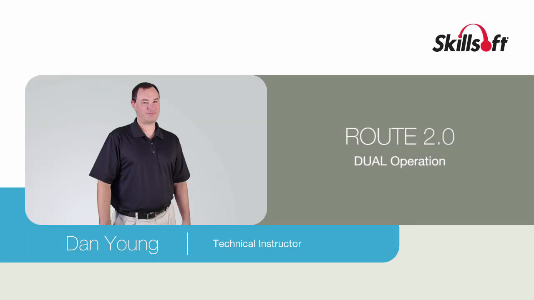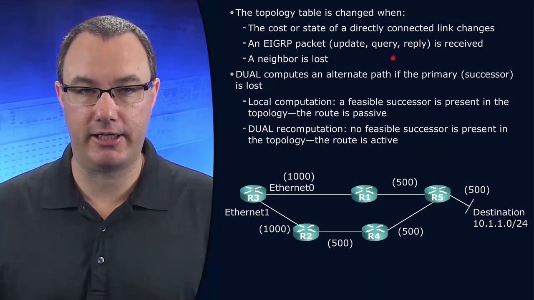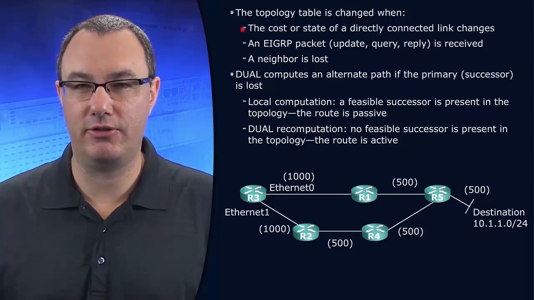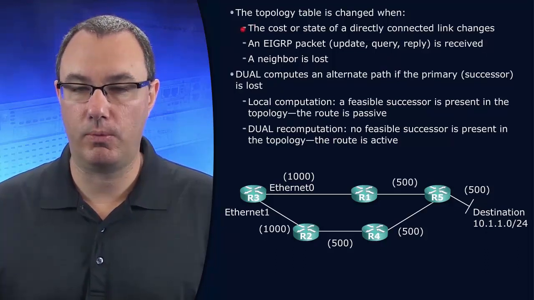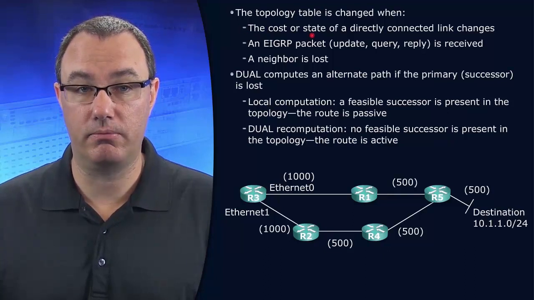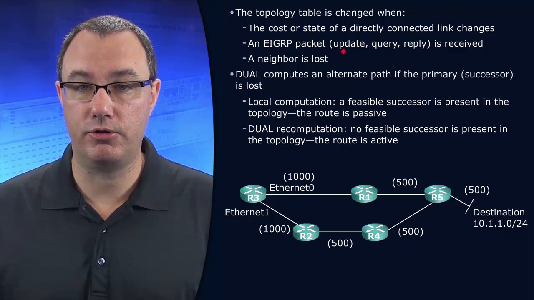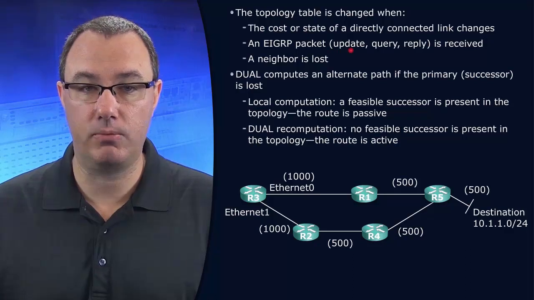When we classify EIGRP, we say it's distance vector or advanced distance vector, but the reality, as we'll see clearly from this, is that there's way more to it. Firstly, we don't change things a lot. Our topology table will change when a metric changes or there's a change to the state, whether it's up or down. When we are doing our initial convergence, we'll send updates, or when we have something to share that's triggered, that'll be an update.